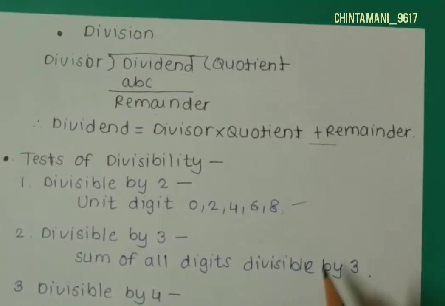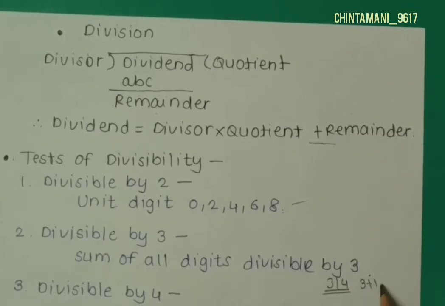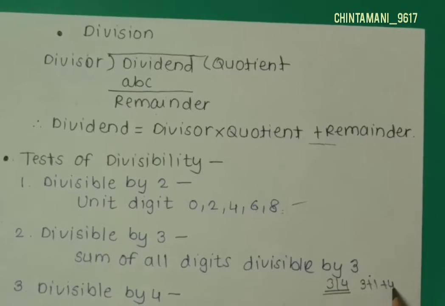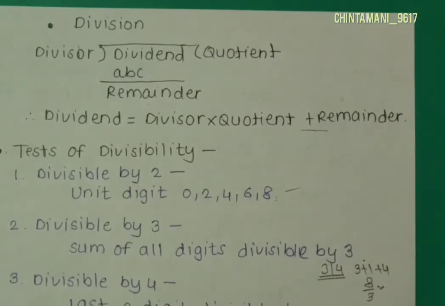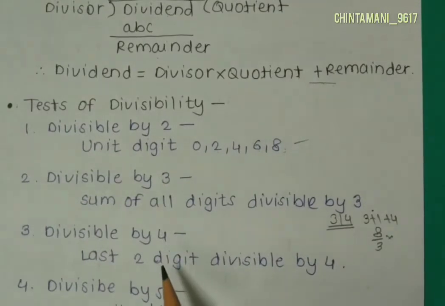For example, to check if 314 is divisible by 3 or not, simply add 3 plus 1 plus 4. What is it? 8. Divide by 3, is it divisible? No, so it is not divisible by 3. As simple as that. How to identify whether a number is divisible by 4 or not?